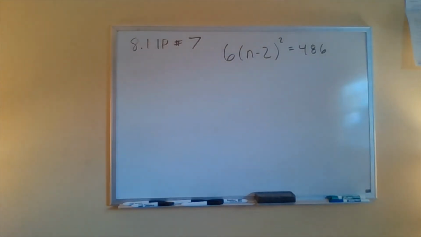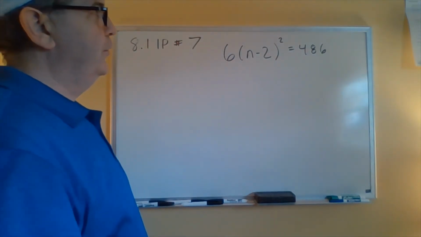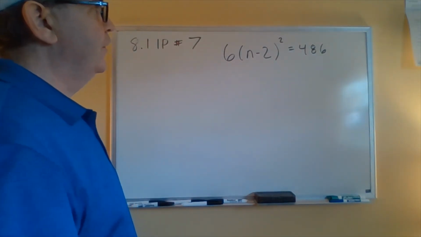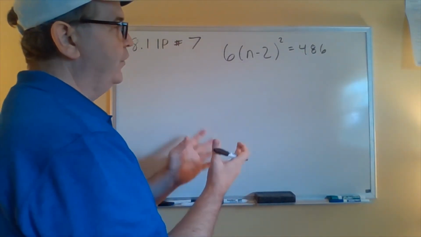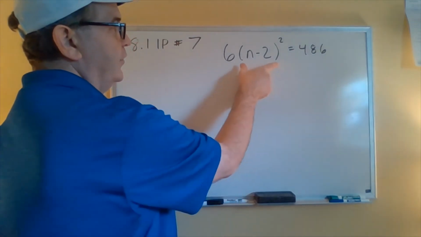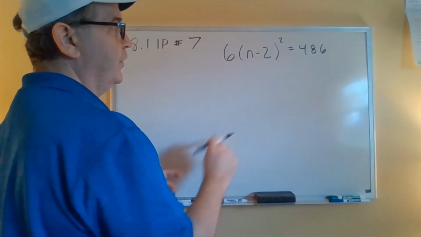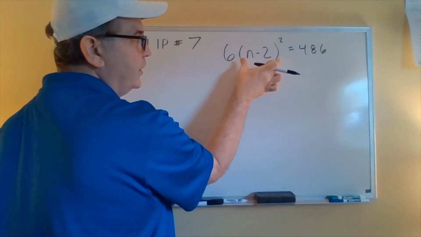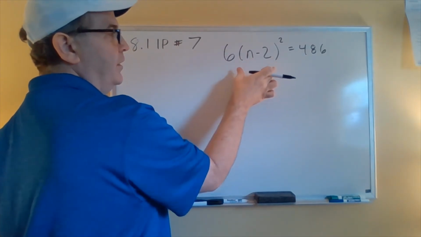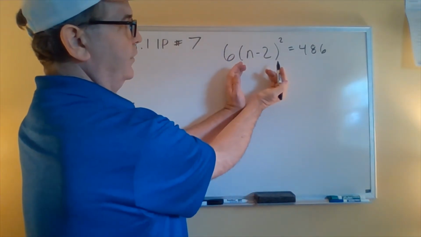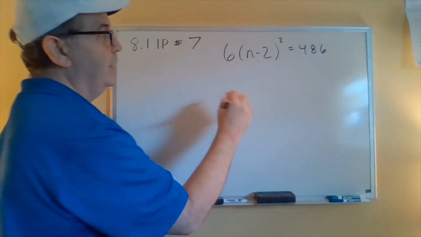Okay, number 7, 6 times, parentheses, n minus 2 squared equals 486. And I'm using the square root method, so I want to get squared component equals a number. I have to identify first, what is my squared component? Is it n minus 2 squared, or is it 6 times n minus 2 squared? Remember, the exponent belongs only to what's directly to its left. So what's directly to its left? The parentheses. So our squared component is this parentheses n minus 2 squared. The 6 is not part of that squared component. So we need to get rid of it.